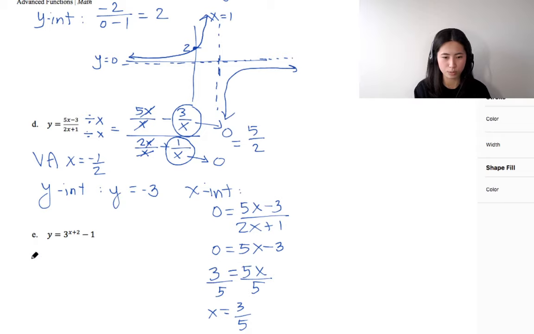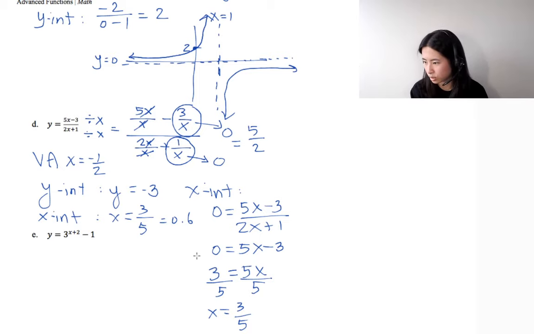This is way too much space. Let me just have this here. X is equal to 3 over 5, which is 0.6. Hopefully you guys understand this. Actually, let me just delete this. I think you guys probably know how to find the x-intercept.